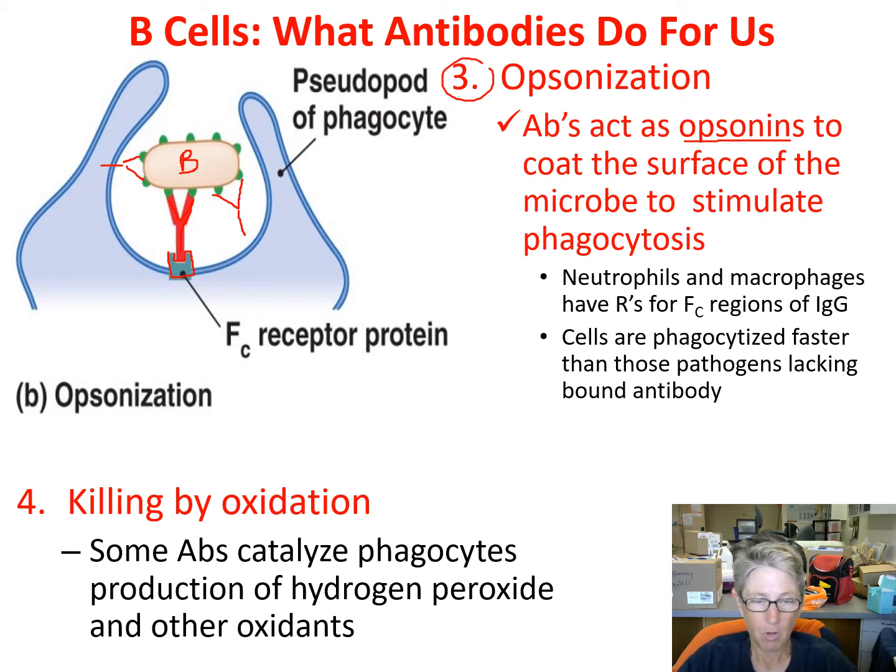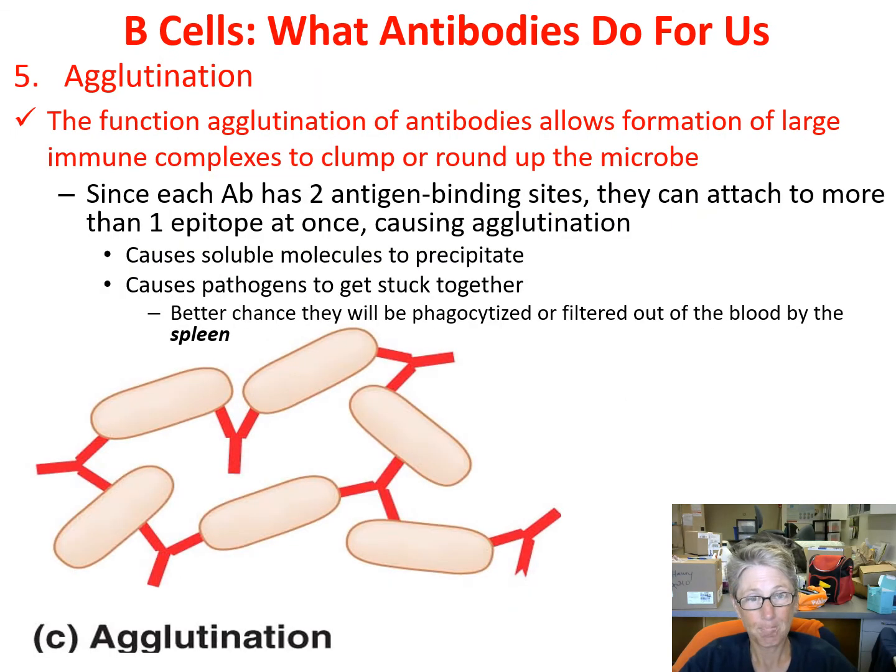Antibodies can also allow for this process of killing the microbe by oxidation. Some antibodies, when they bind to the bacteria and the phagocyte, will tell the phagocyte to make a whole bunch of hydrogen peroxide and other oxidants and dump that hydrogen peroxide on the bacteria, and it's gone.